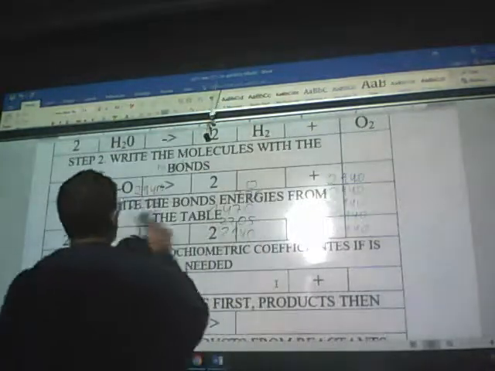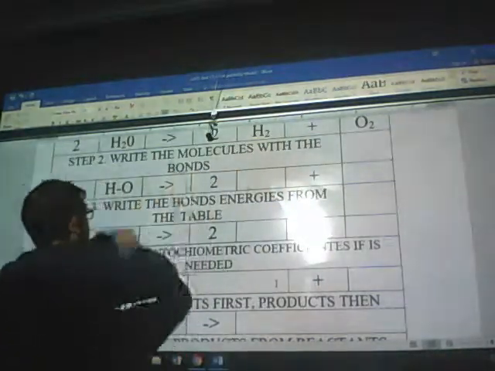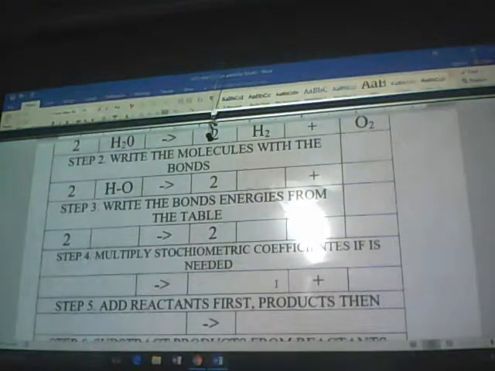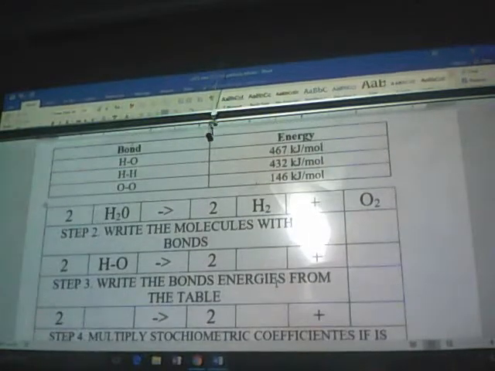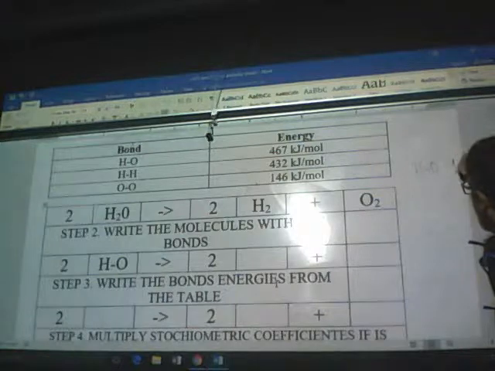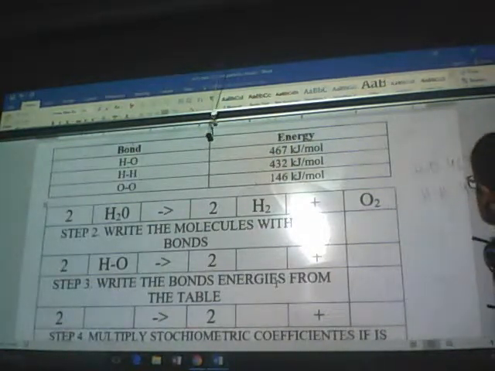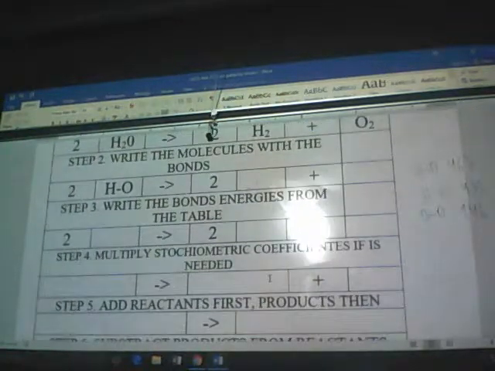Okay, this is the bond energy. To do this, you have the table, and the only thing you gotta do, I'm gonna write here the energy bonds, okay?